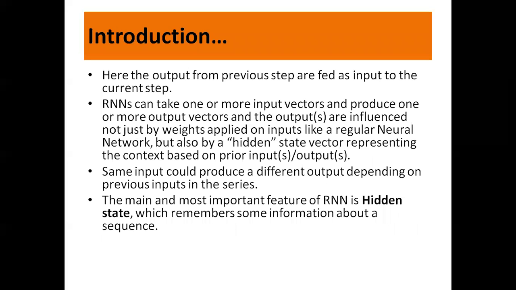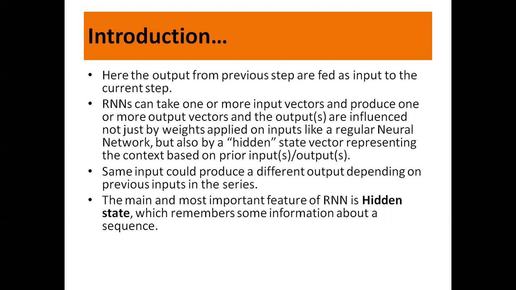Here the output from the previous step is fed as input to the current step, right? Output of the previous step. As I said, in the case of a recursive algorithm, when you calculate factorial of 5, first you calculate factorial of 1. So the output of factorial of 1 is an input to calculate factorial of 2. Fine. So RNNs can take one or more input vectors and produce one or more output vectors.